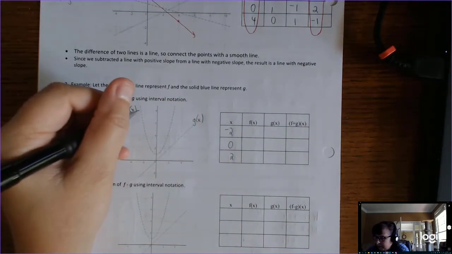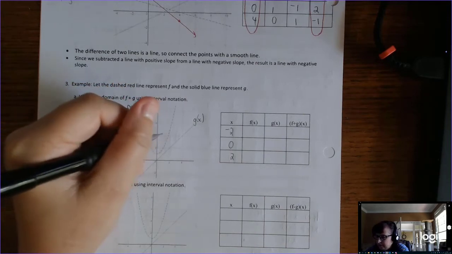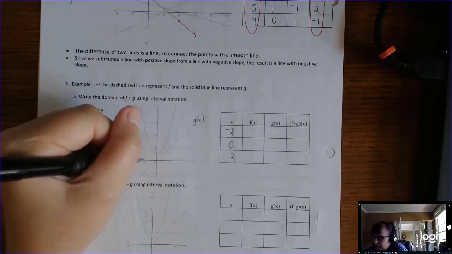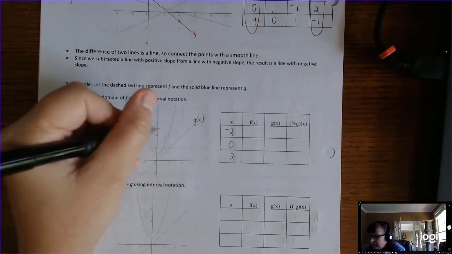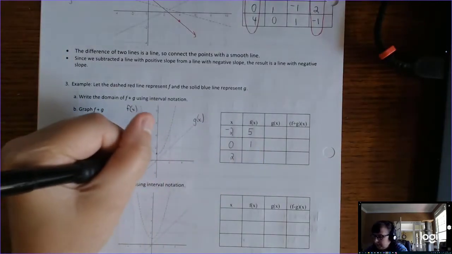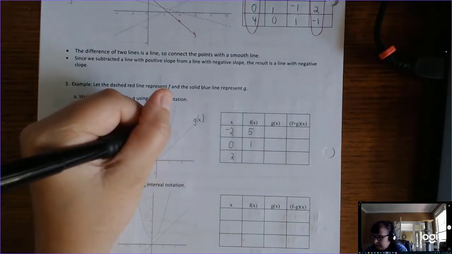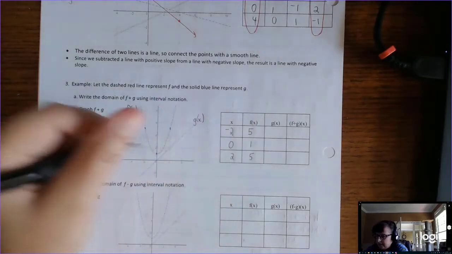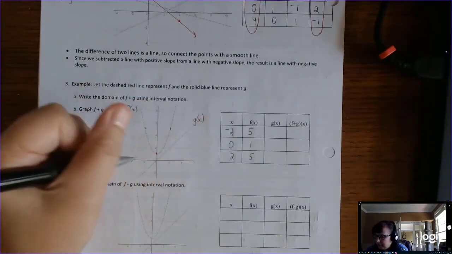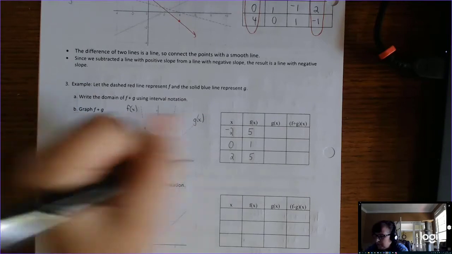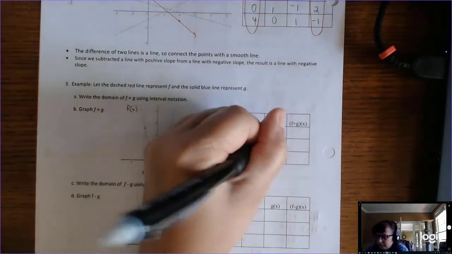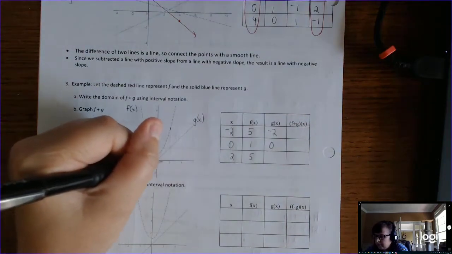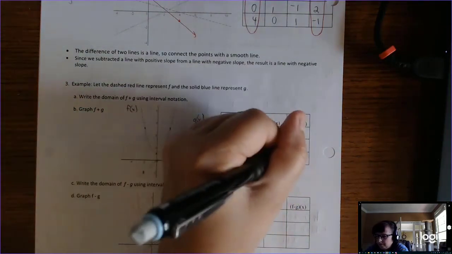And I'm going to try to concentrate just on f of x so I don't get confused. And so when x is negative 2, that looks like 5. And when x is 0, that's 1. And when x is 2, also 5. Okay, so if we then look at g of x, when x is negative 2, y is negative 2. And when x is 0, y is 0. And when x is 2, y is 2.